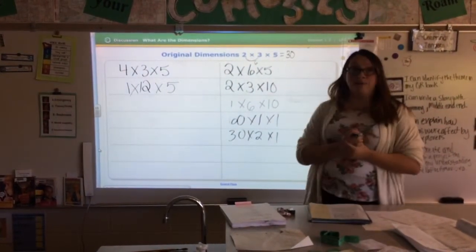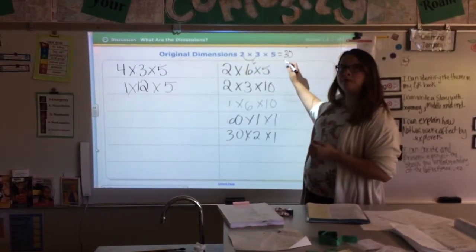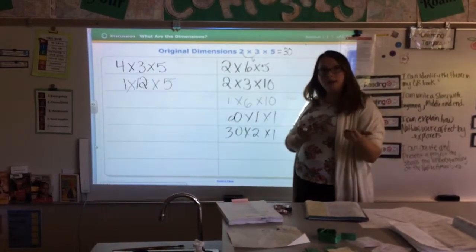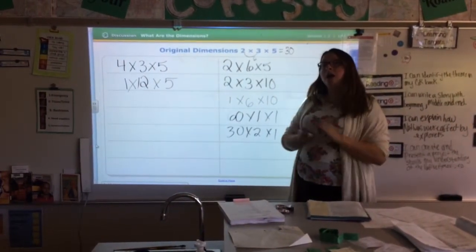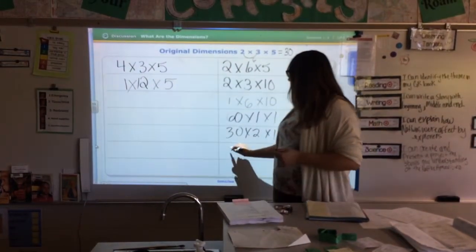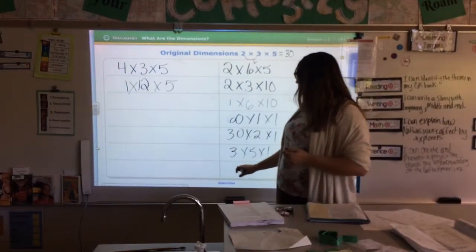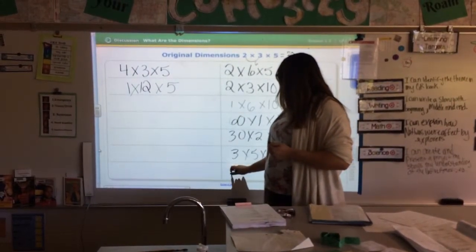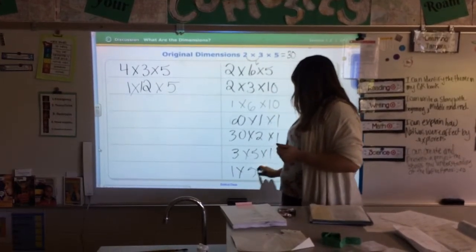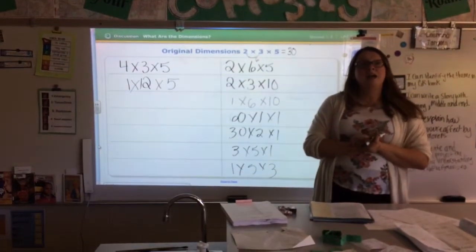What about half? If I needed to find half of 30 as a total volume, that would give me 15. So any 3 dimensions that I can come up with that equal 15 would work. For instance, 3 times 5 times 1, or I could do 1 times 5 times 3. Same thing.